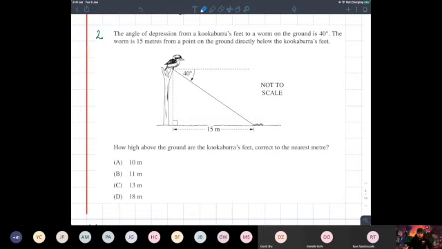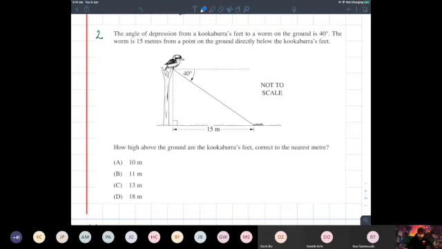So here we can see it's a multiple choice question, and the angle of depression from a kookaburra's feet to a worm on the ground is 40 degrees, and the worm is 15 meters from a point on the ground directly below the kookaburra's feet.